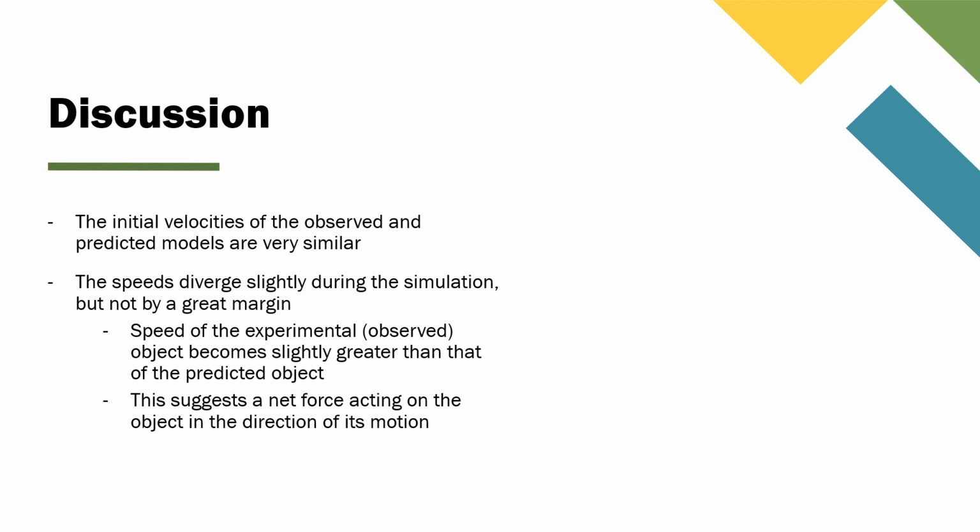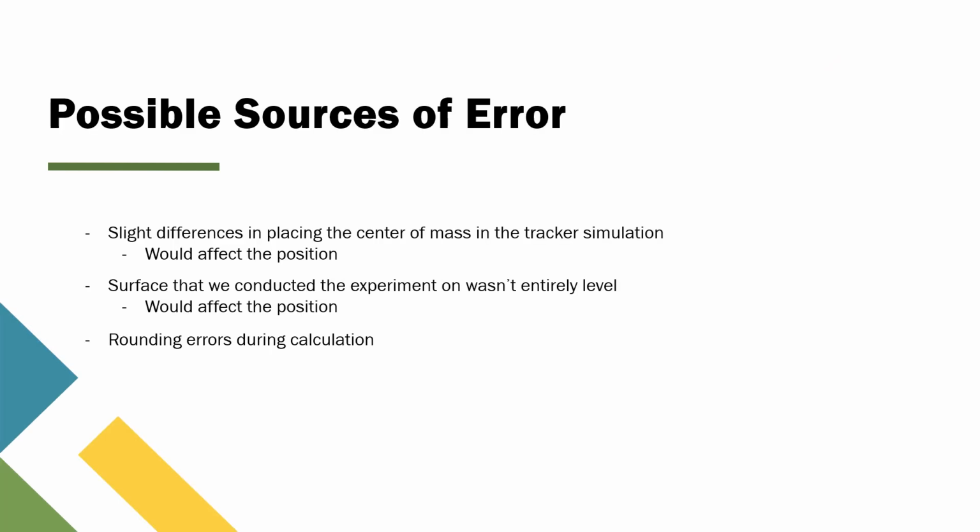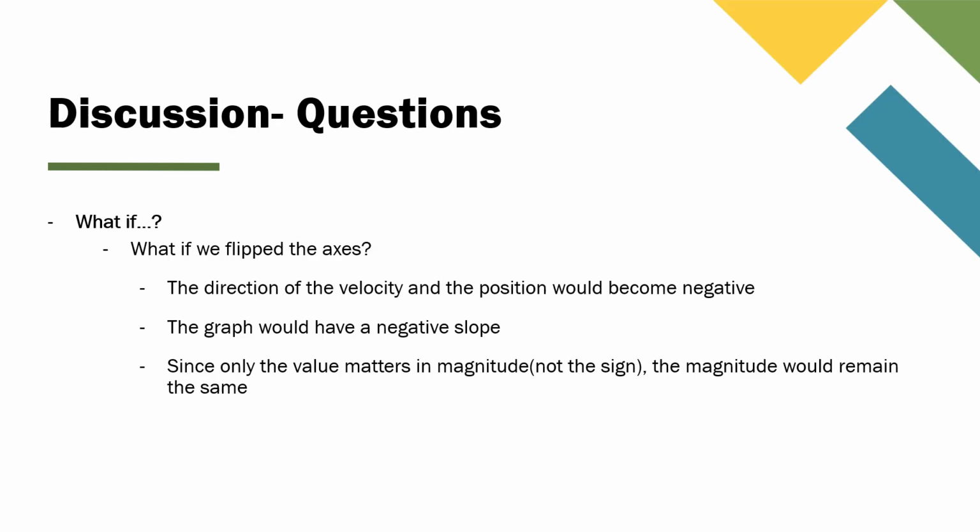The speed of the experimental object becomes slightly greater than that of the predicted object, which suggests a net force acting on the object in the direction of its motion. Possible sources of error include slight differences in the placing of the center of mass within the tracker simulation. This would affect the position. The surface we conducted the experiment on might have not been entirely level. This would also affect the position and might give it a little bit of an acceleration due to gravity. And there also might be rounding errors during calculation that might be a possible source of error.